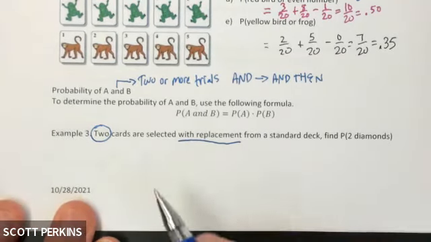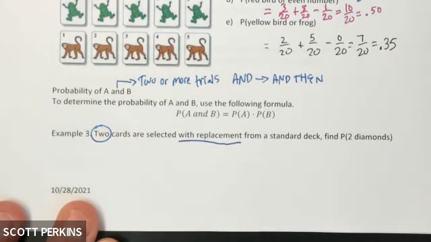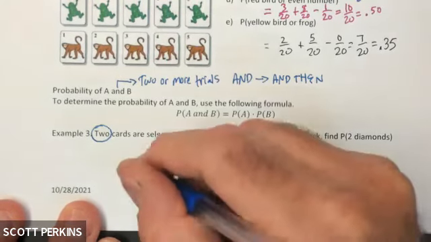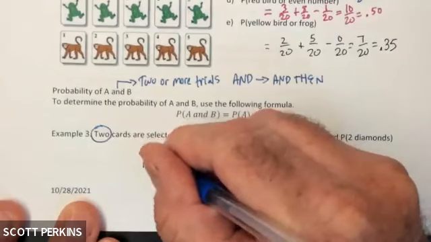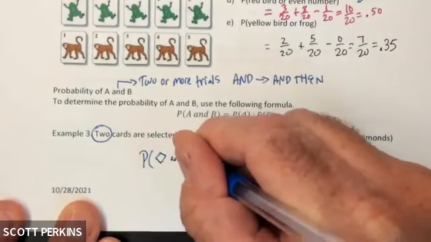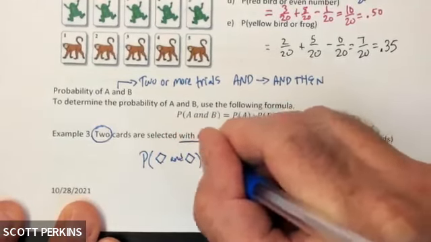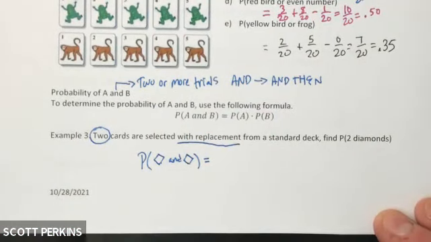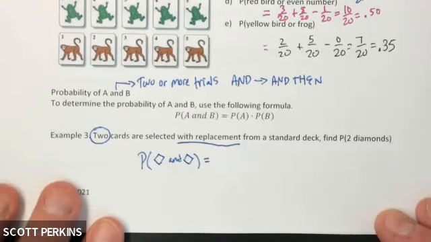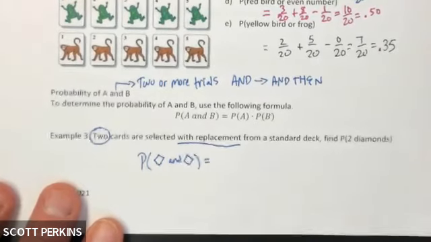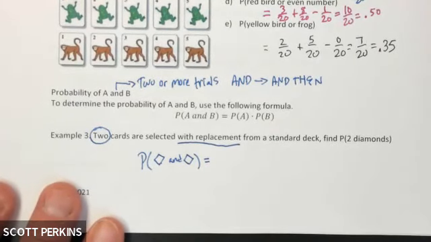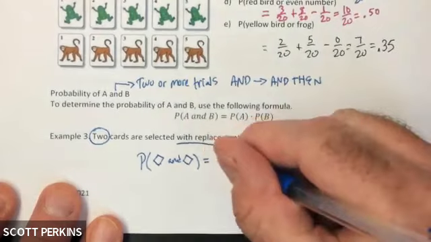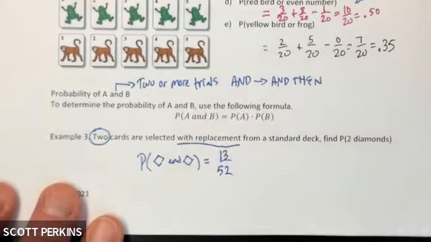Two cards are selected with replacement from a standard deck. Find the probability of two diamonds. So the probability of a diamond and a diamond. That's what probability of two diamonds means. I'm finding the probability of a diamond and then a diamond. Help me out. The first card, what's the probability of the first one when I pick it is a diamond? Perfect, thank you very much. 13 out of 52, I love it.